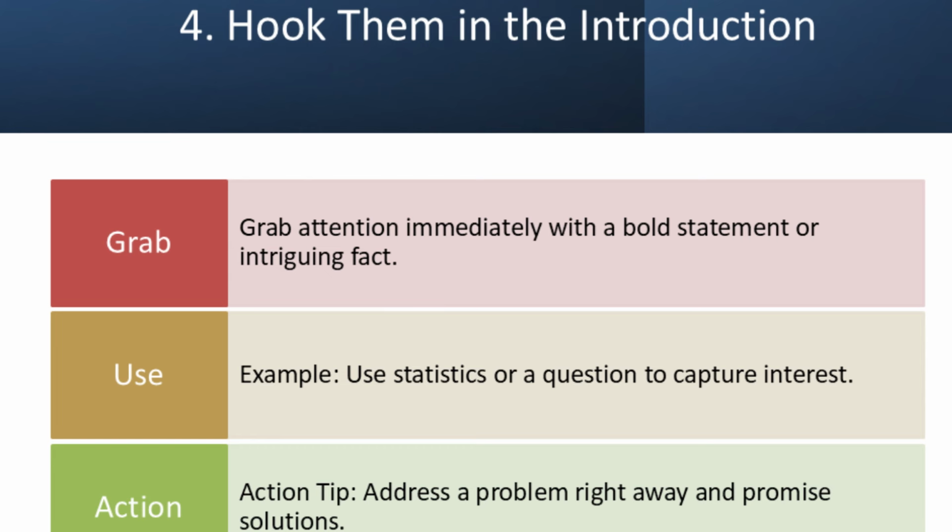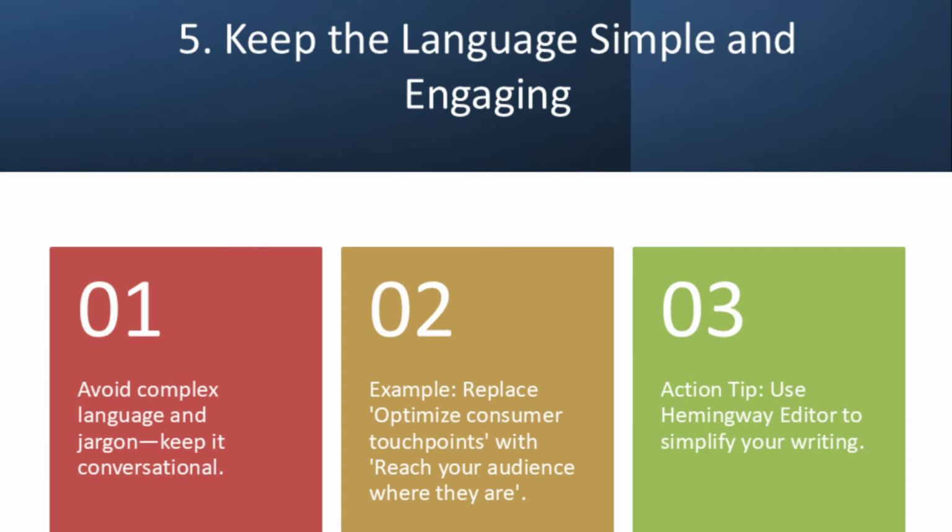Right. Now comes the fifth step, which is keep the language simple and engaging. See, nobody wants to read an article that feels like a textbook. Your audience is looking for clarity and ease of understanding. So avoid overly complicated language or jargon. Keep things simple, conversational, and engaging.